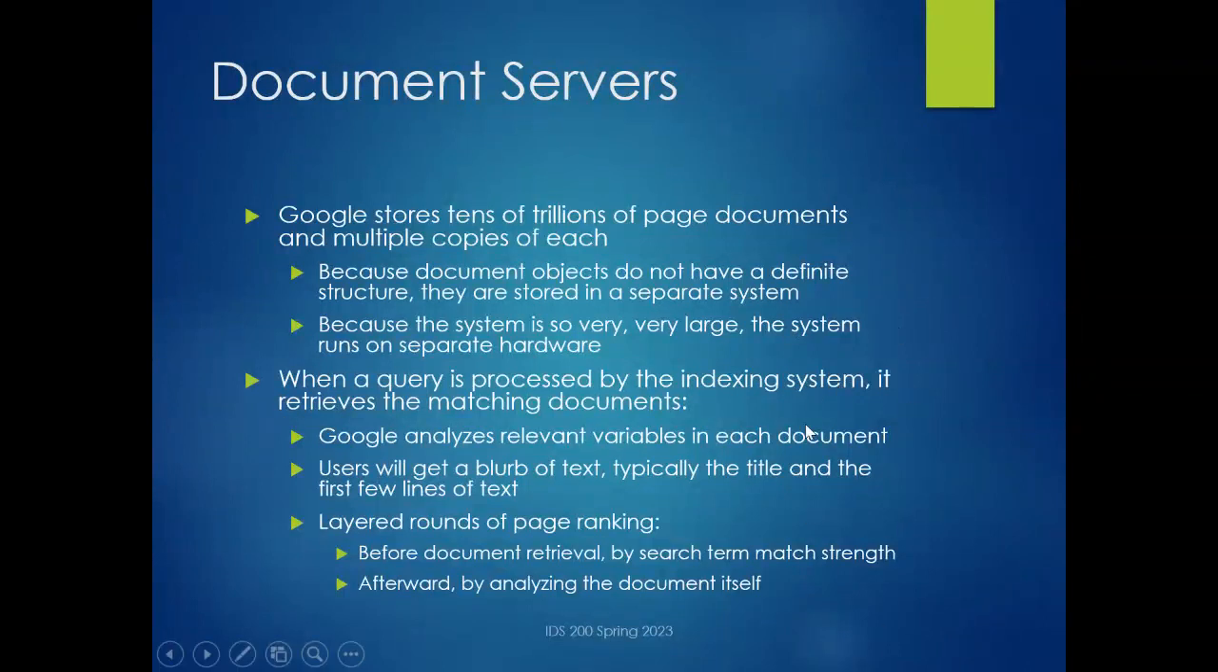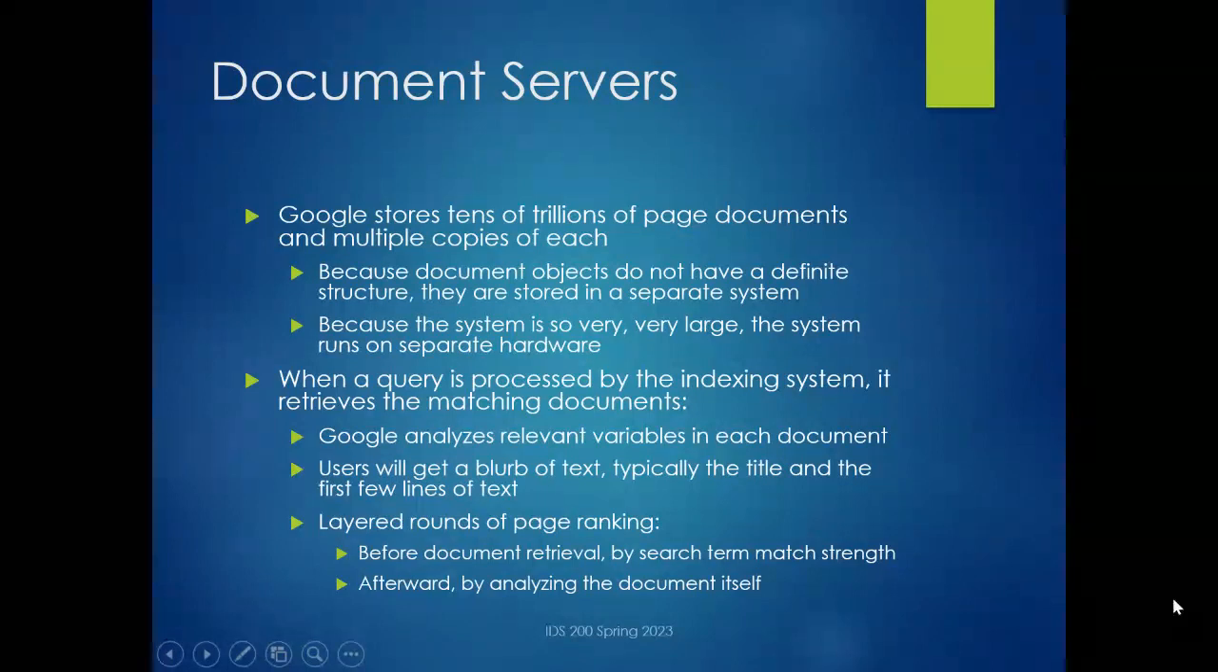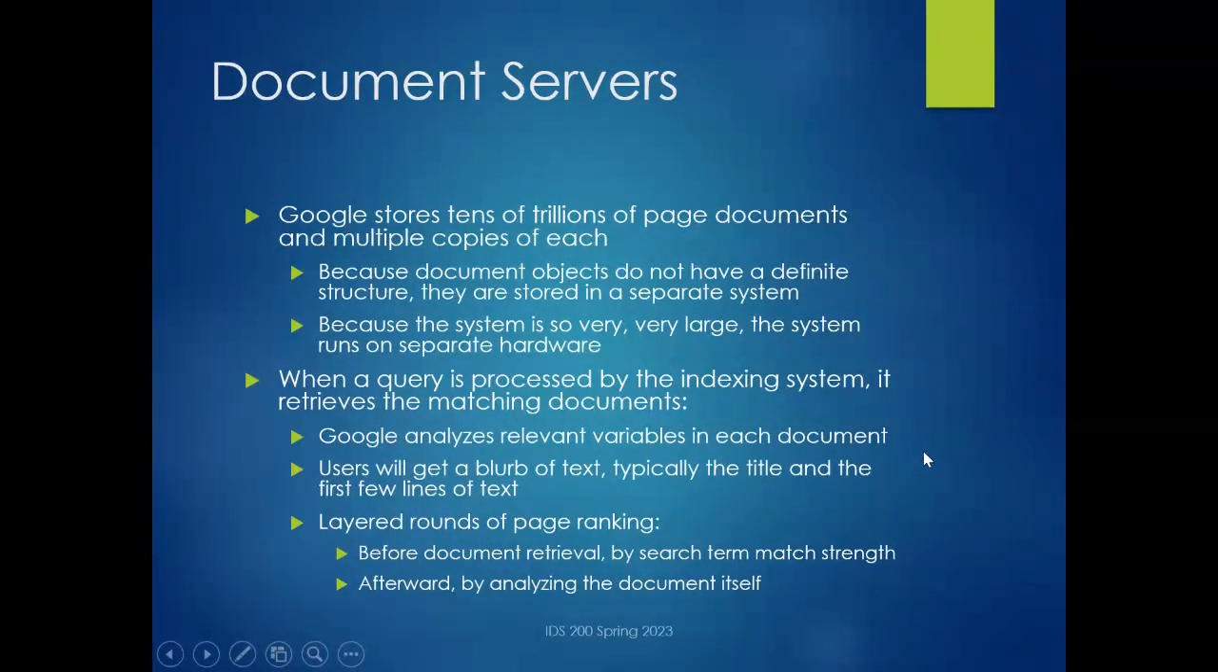Okay, so basically, when a query gets processed, the indexing system is going to find the matching documents. It's going to analyze the relevant variables that have already been extracted from the pages. And Google basically uses a multi-stage set of page ranking. The first thing Google's going to do is look at the strength of the match. Say the query is shoe sale downtown Chicago. It's going to figure out what phrases to use, like maybe shoe sale and downtown Chicago, and look at where those terms show up on the pages.